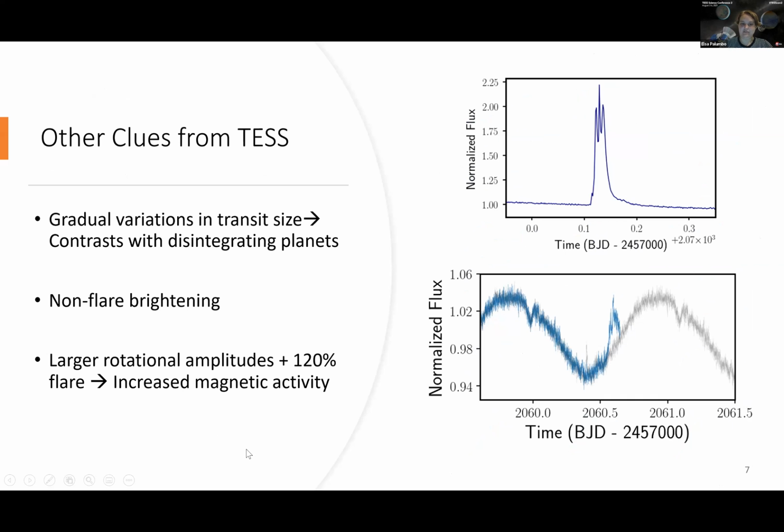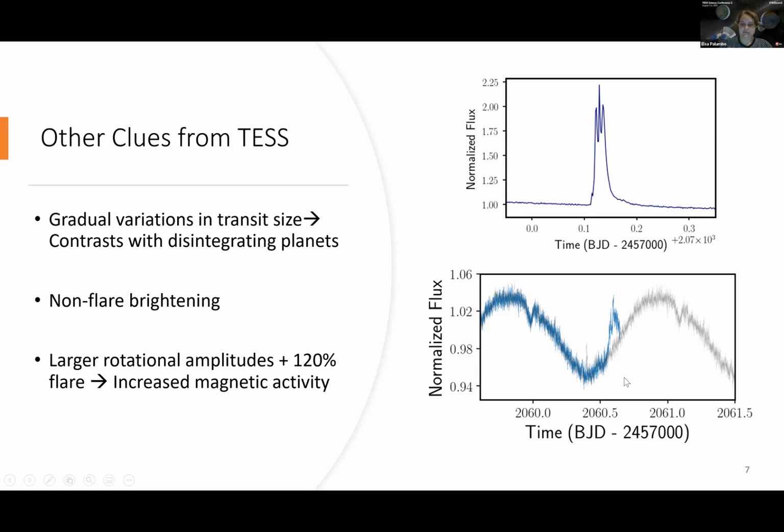The TESS data also gives us a couple other clues. One of them is that the variations in transit size appear to be gradual, which is in contrast to what we might expect from, say, a disintegrating planet. And right around the time when the dip disappears, we also see a sudden brightening event, which we don't think is a flare because it's too symmetric.